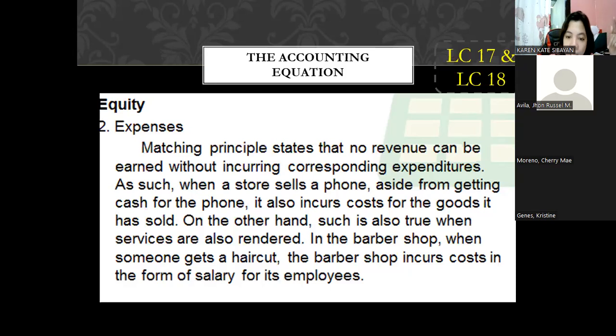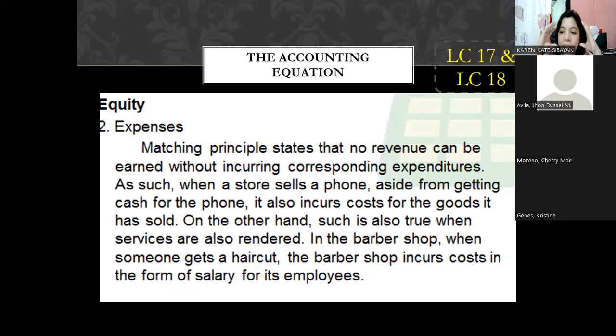So ito yung nabanggit ko last session, the matching principle. The matching principle states that no revenue can be earned without incurring a corresponding expenditure. Thus, when a store sells a phone, aside from getting cash for the phone, it also incurs costs for the goods it has sold. The same is true when services are rendered. In the barber shop, when someone gets a haircut, the barber shop incurs costs in the form of salary for its employees. In short, in the matching principle, kapag may income ka, automatic may expenses kang na-incur.